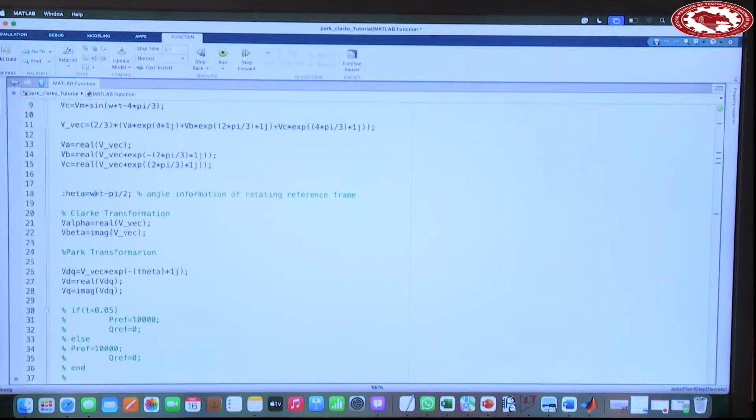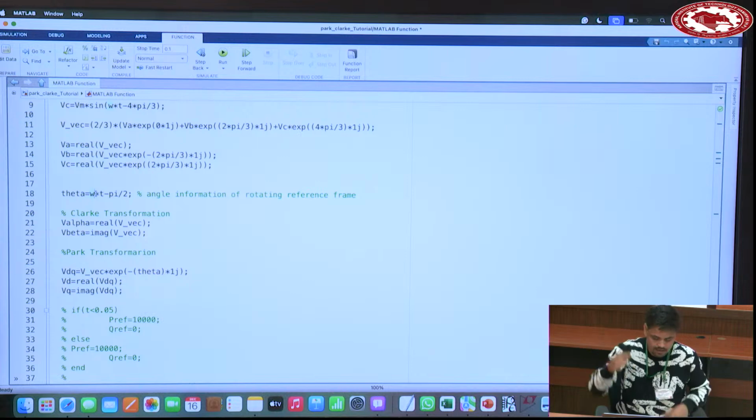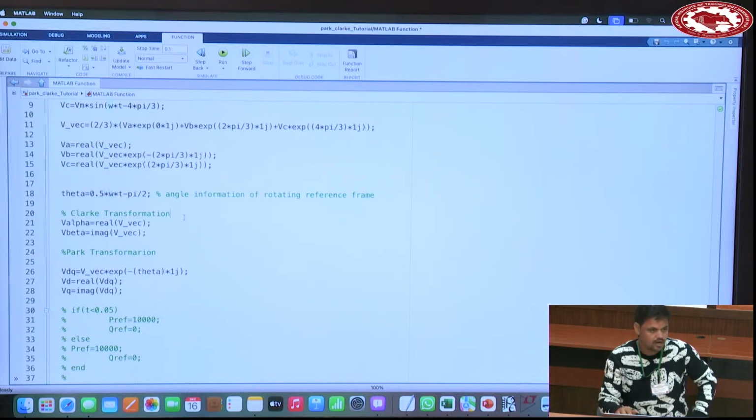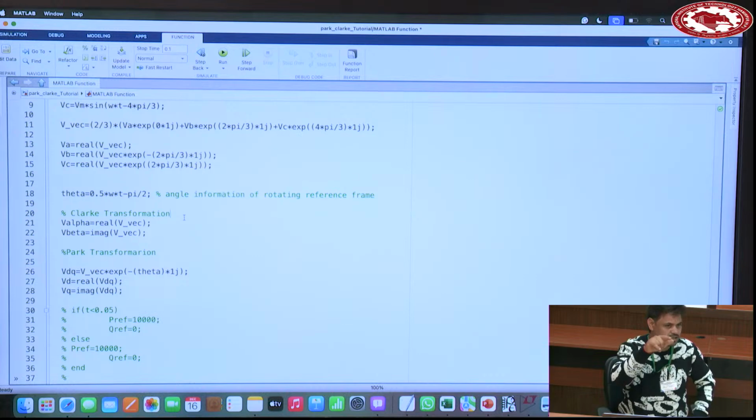I have taken theta as omega t, where omega is equal to the signal frequency, right? I am multiplying it by 0.5 times. Now actually the signal is rotating at 50 Hertz and my reference frame is rotating at 25 Hertz. So what do you think?